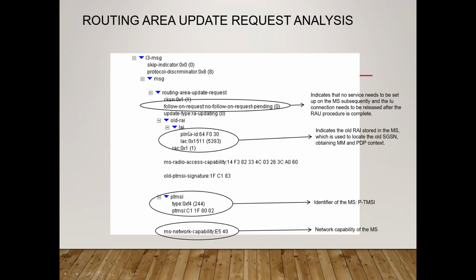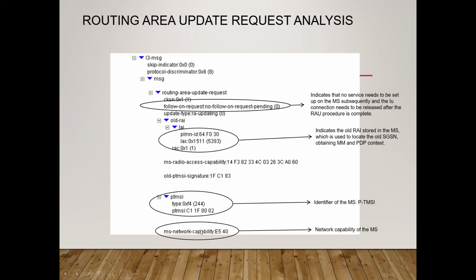This is your location, and this is the old RA. So here, the old routing area ID is going to play a significant role. This is the old location information based on which the SGSN will identify the old SGSN. Then the old PTMSI signature, and this is the PTMSI, and this is the current network capability.